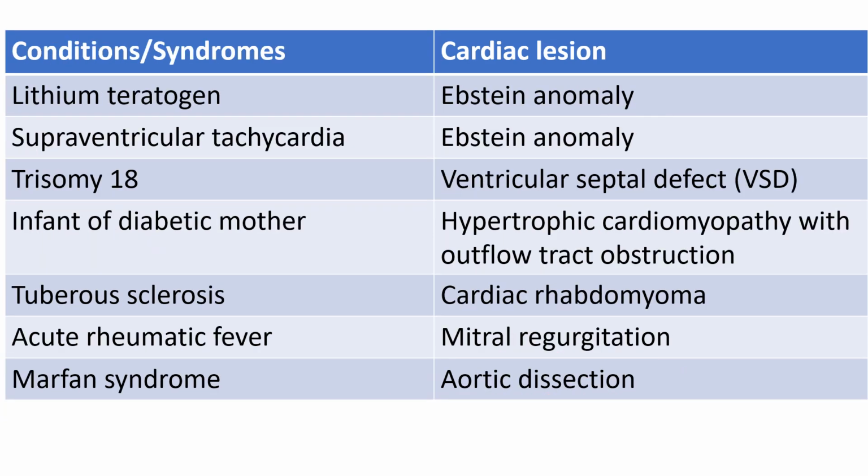Other conditions and syndromes associated with cardiac defects: lithium teratogen, Ebstein anomaly. Supraventricular tachycardia can be associated with Ebstein anomaly as well. Trisomy 18 is commonly associated with VSD. Infant of diabetic mother: hypertrophic cardiomyopathy with outflow tract obstruction. Tuberous sclerosis: cardiac rhabdomyoma. Acute rheumatic fever: mitral regurgitation. Marfan syndrome: aortic dissection.